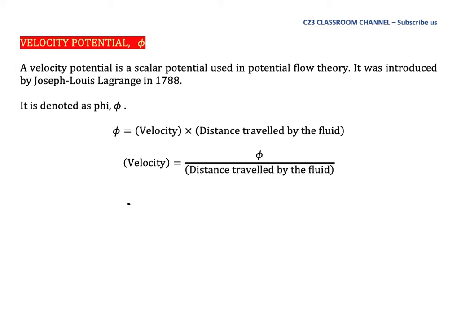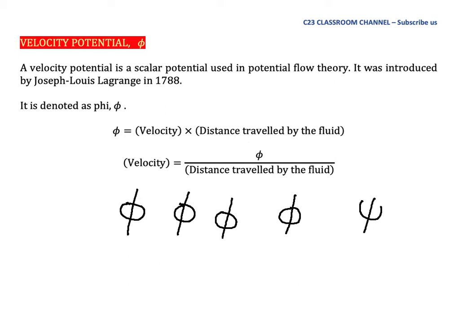To write phi, you could draw an oval and cross it like this. It can be a little bit round like this and so on. Please make sure that you write carefully, because we have phi and we have psi in our calculation later on. So this is phi and this is psi.